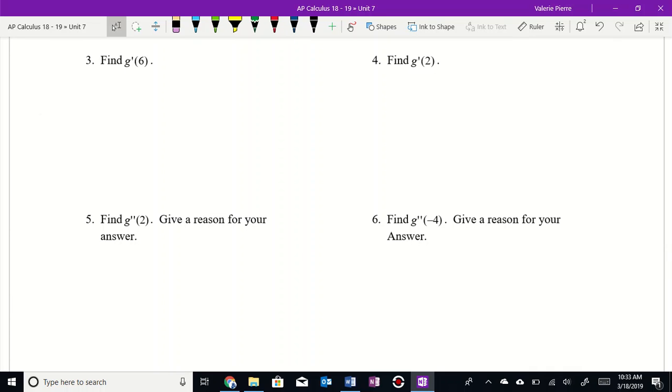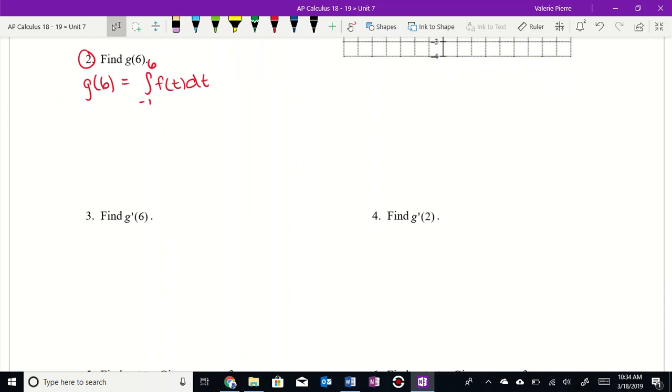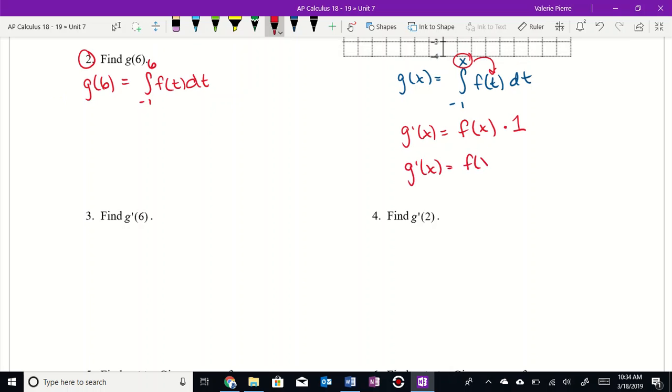Okay, so we want to find g prime of 6 and g prime of 2. So first let's find what g prime of x is. So we know that g of x equals the definite integral from -1 to x of f of t dt. So using our second fundamental theorem of calculus, we'll plug in that function. So we have g prime of x equal to f of x times the derivative of x, which is 1. So g prime of x equals f of x.